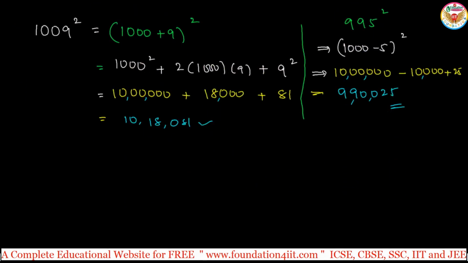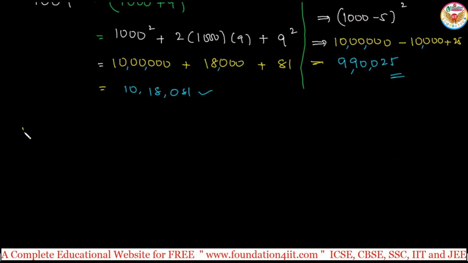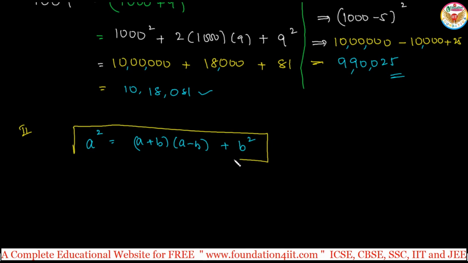Same squaring of the numbers. Let us see one more method, method 2. If you want to find out a particular number's square, say a is a number, and you want to find a square, we can write a plus b into a minus b. A plus b into a minus b is a square minus b square. So you can add one more b square. This you can remember: a square is equal to a plus b into a minus b plus b square.